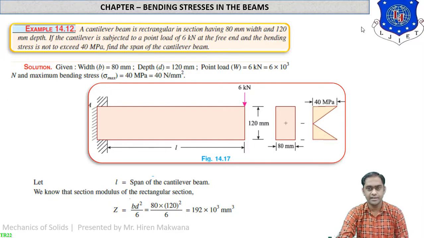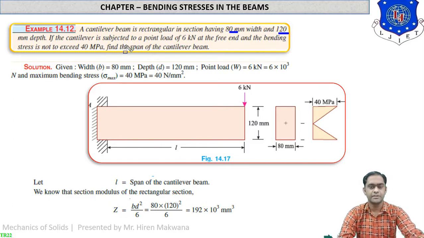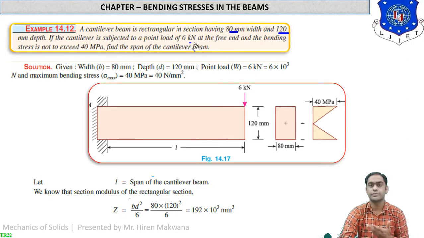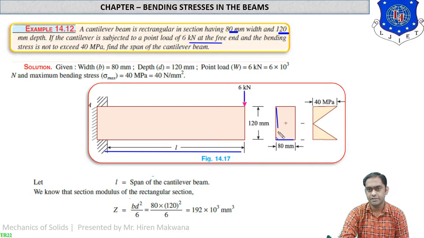In this the beam is cantilever as shown in figure. What is given in the data, you can see a cantilever beam is rectangular in section having 80 mm width and 120 mm depth. If the cantilever is subjected to point load of 6 kN at the free end, so here it is subjected to 6 kN point load at the free end of cantilever beam. This is the front view having length L meter, which is not given in the data. 80 mm is the width of the section and 120 mm is the depth of the section, which can be visible from the side view.